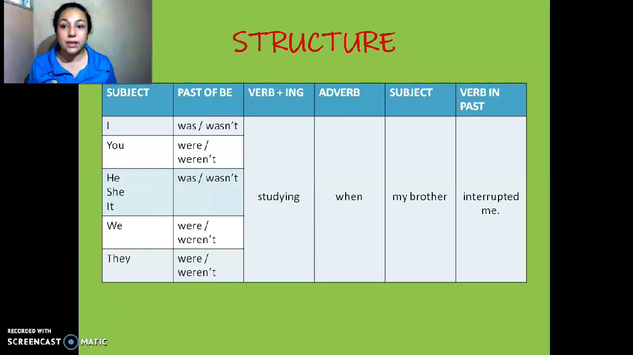For example, we studied the pronouns I, you, he, she, it, we, and they. We have the past tense of the verb be. For the pronoun I it is was, or in the negative form wasn't. For the pronoun you it is were, and for the negative form weren't. For the pronouns he, she, or it, you use was when it is affirmative, and wasn't when it is negative. You use were or weren't for the pronoun we, or for the pronoun they. Then you have the verb in ing, and maybe a sentence is: I was studying when his brother interrupted me. And this is the structure of a sentence.